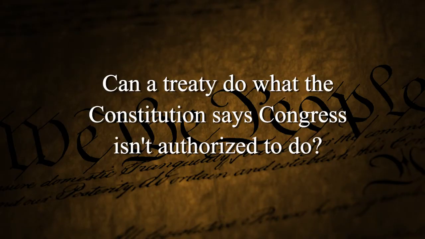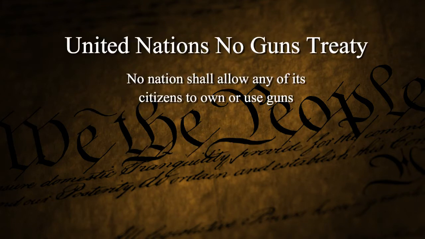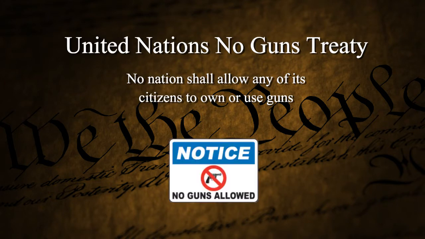So we just talked about the question, can a treaty do what the Constitution says Congress can do? Now the other question is, can a treaty do what Congress isn't authorized to do? Okay, your premier classical example is the UN Gun Control Treaty, the United Nations Gun Control Treaty, where it says no nation shall allow any of its citizens to own or use guns. Now, can that treaty become the supreme law of the land? Once again, it depends on what the Constitution says.